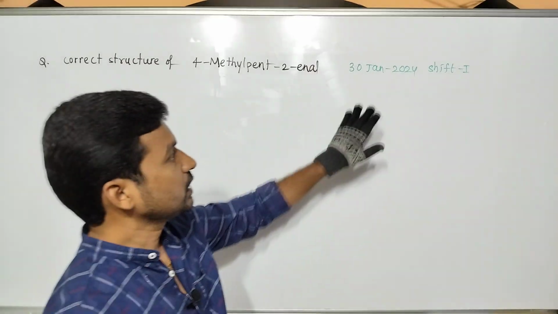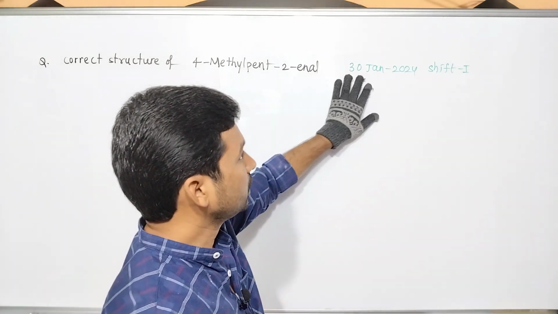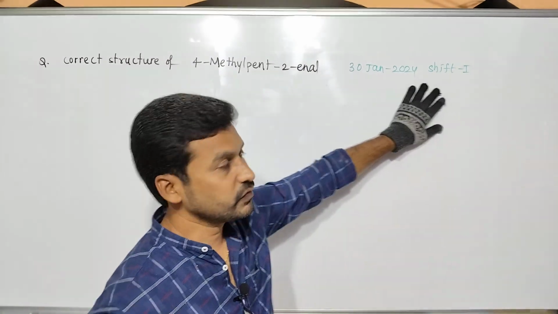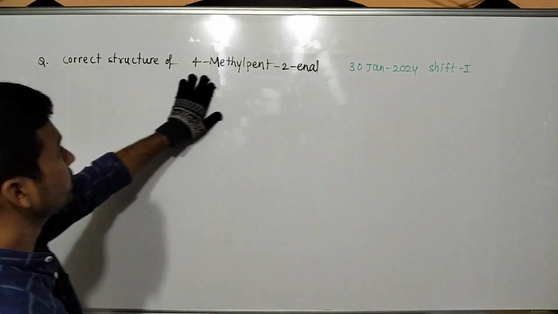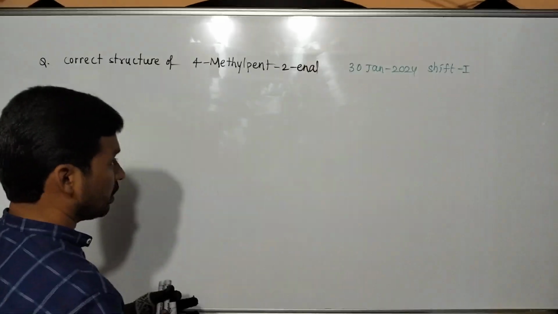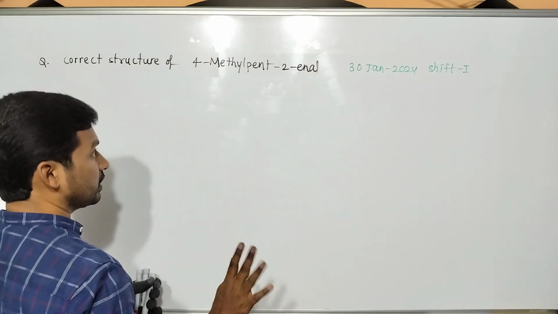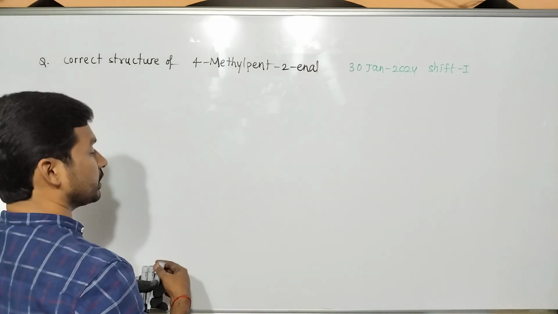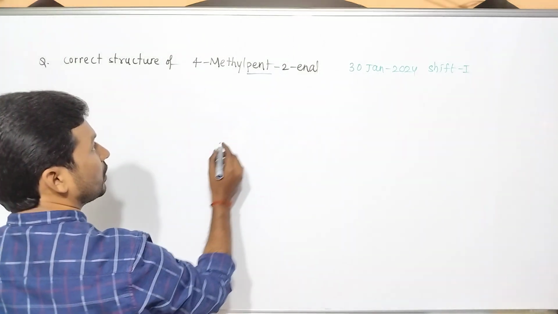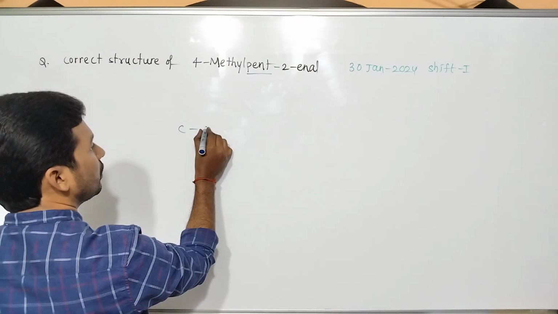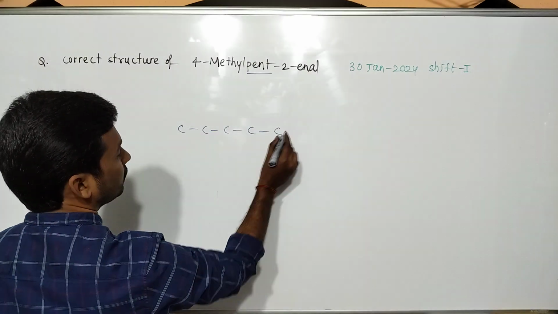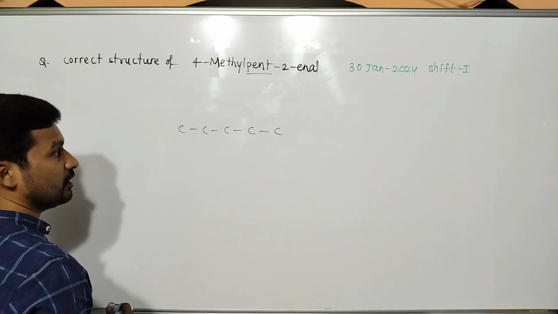This question was asked in 30th January 2024, shift 1 JEE Mains. Correct structure of 4-methyl pent-2-enal. We have to identify the correct structure in the options given below. I am not giving options, I will directly write the structure. So select the root word. Root word is pent: 1, 2, 3, 4, 5. Thus place all single bonds between 5 carbon atoms.